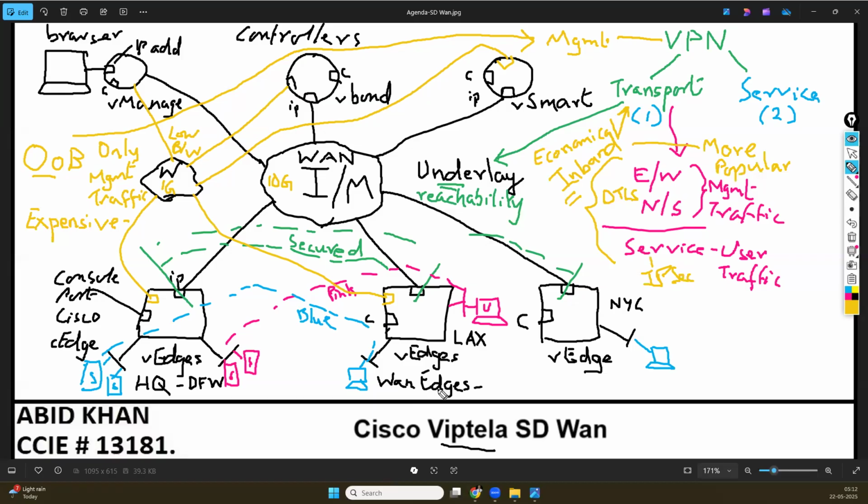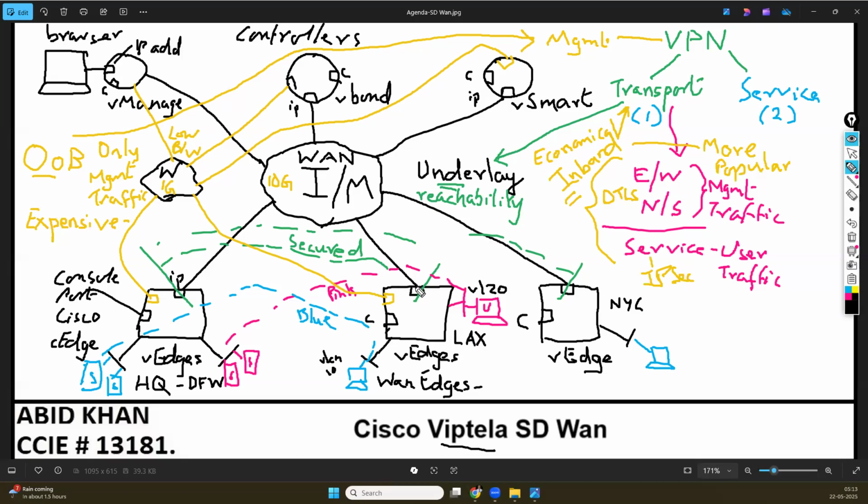On the LAN side, what do we do? We have VLANs, right? This could be VLAN 10, this could be VLAN 20. If it is a switch, on a switch we create separate VLANs and we assign the ports to separate VLANs.